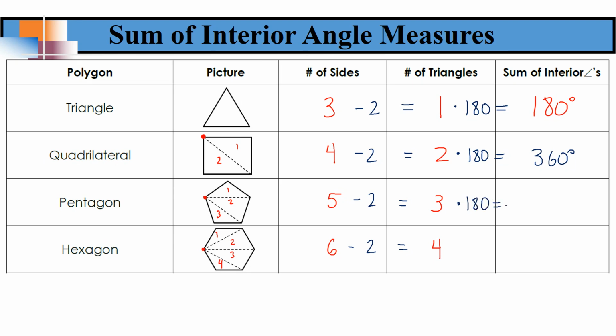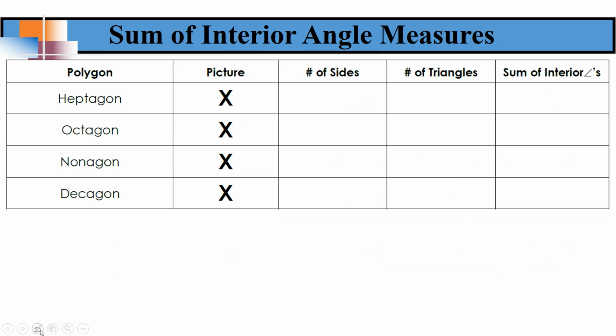If we continue this process, 3 times 180 will give us 540 degrees for the sum of the interior angles of a pentagon. For a hexagon, when we multiply by 180, we're going to get 720 degrees. As we continue this table, right, you'll notice that the diagrams disappear, but we can still work with it. Now, you might not be familiar with the prefix hepta, but that means 7. 7 sides. Octagon is 8 sides. Nonagon is 9 sides. Decagon is 10 sides. And even though we don't have a diagram, we know from the relationship earlier that the number of triangles present in a heptagon when you draw all the diagonals will be 7 minus 2, or 5.